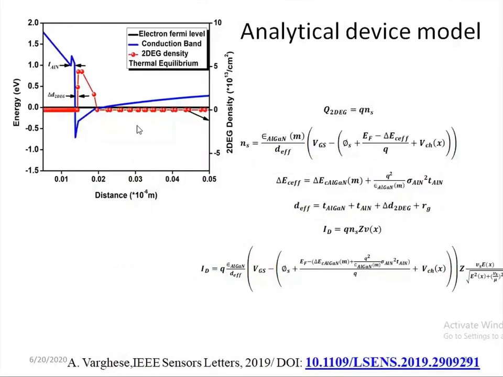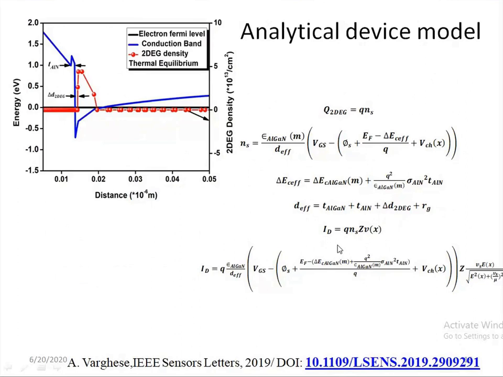Now, next is the model that I have developed. I've used the normal drain current equation, that is ID = q NS Z V(x). Anyone who is working on HEMTs will be familiar with this equation, where q is the electron charge, NS is the 2DEG density, Z is the channel width of the device, and V(x) is the channel potential at a length x in the channel. So this is a basic, simple HEMT equation.